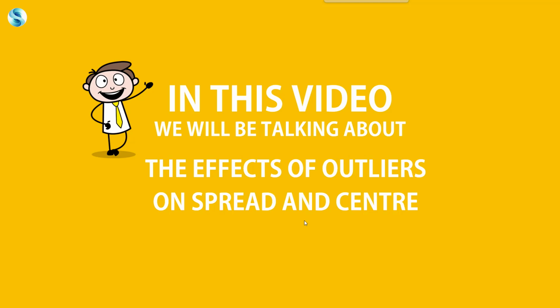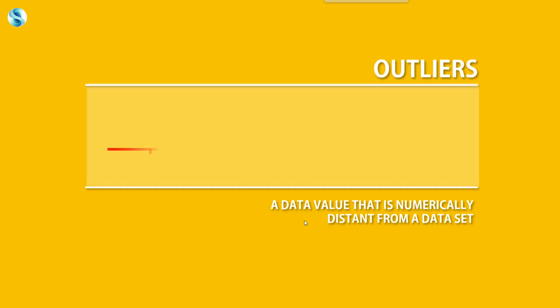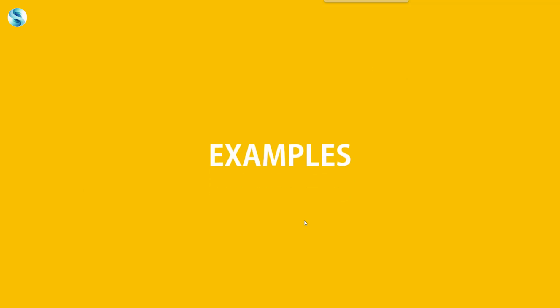In this video, we will be talking about the effect of outliers on a spread and center. An outlier can be defined as a data value that is numerically distant from a dataset. An outlier is a data point that falls outside the main pattern of the data points, and it can be either the largest value in a given dataset, or it can be the smallest value in the given dataset. We will go through a couple of examples so you can see what I mean by this.